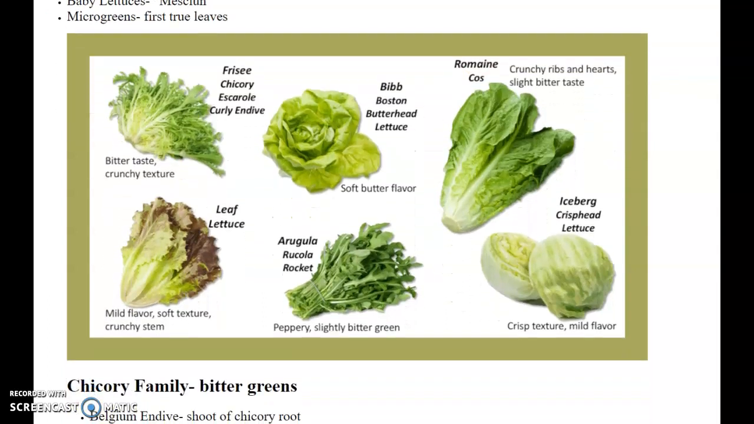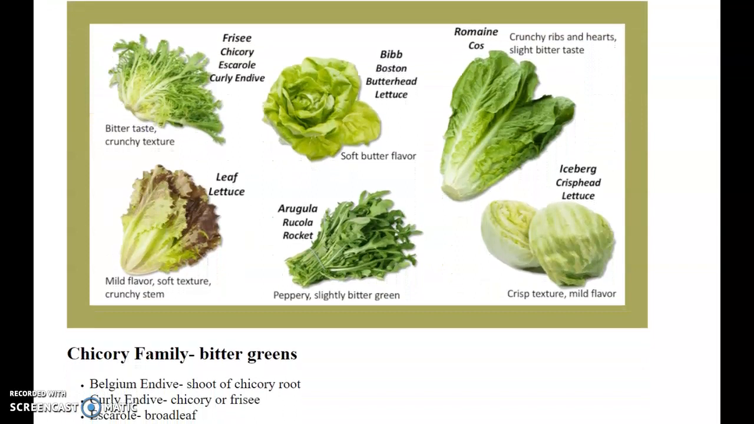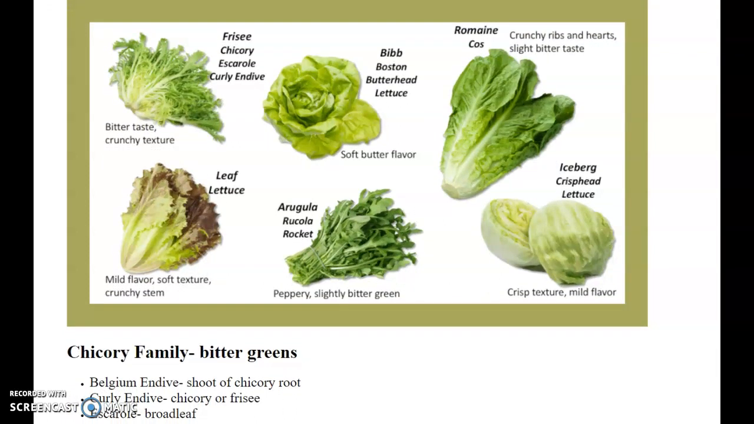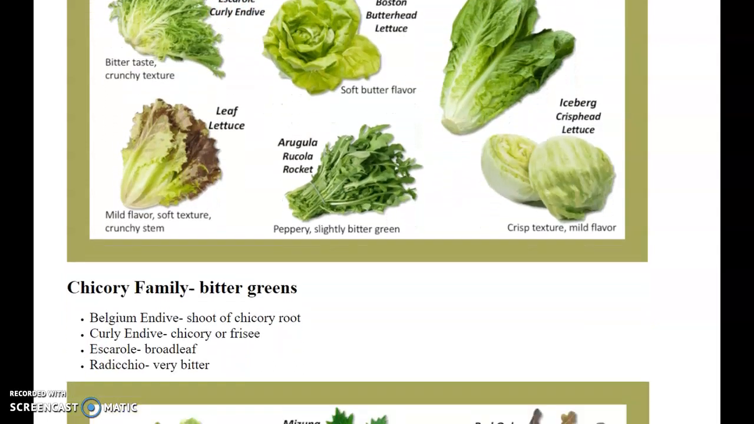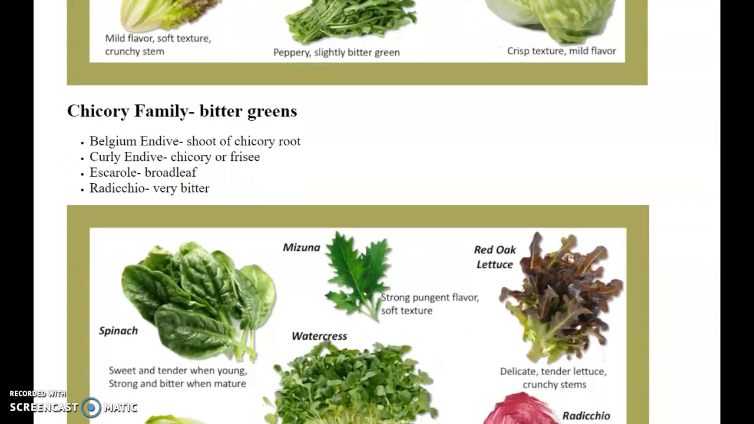Our next category includes then the chicory family, which are those bitter greens. Before I go too much further down, here is a picture of what they're referring to as the frisee, or this is the curly chicory. They sometimes will call it a curly endive too. Escarole, though, is a completely different product, and it usually has broader leaves. Curly endive is one version of the endive.